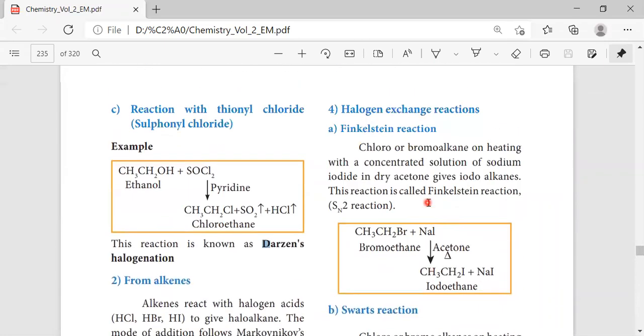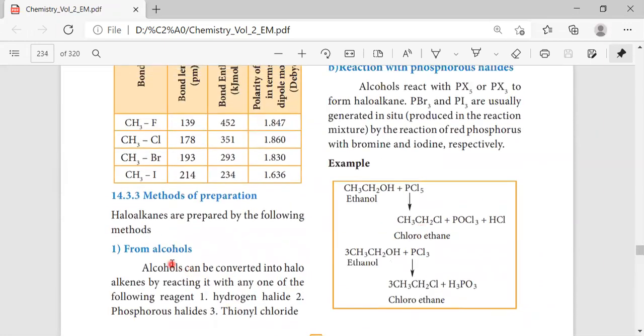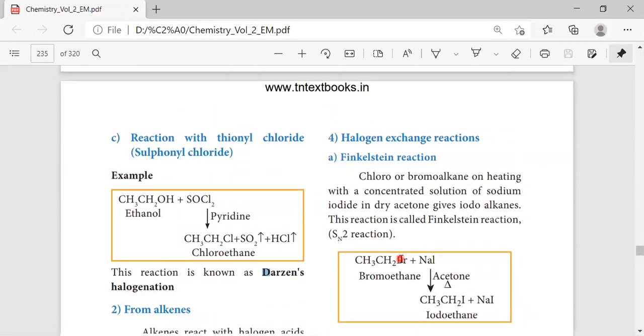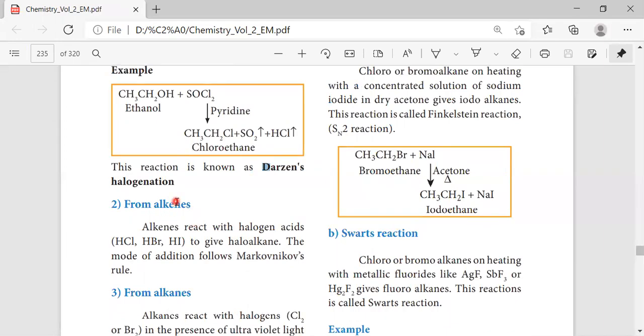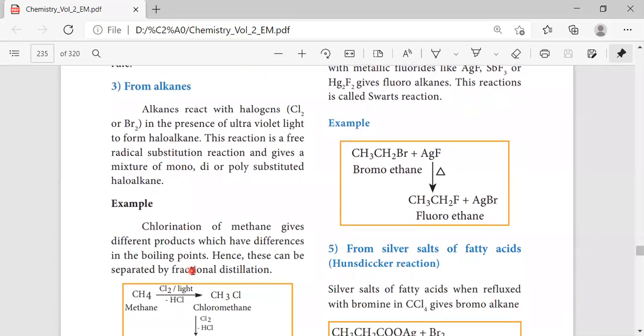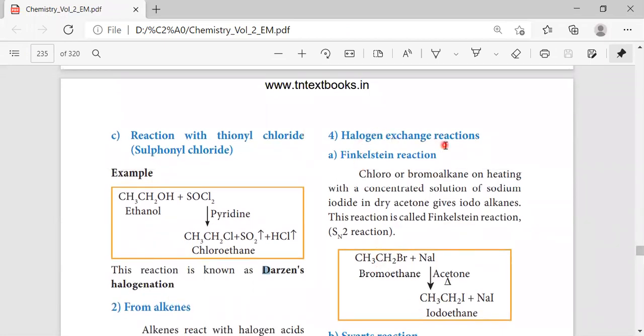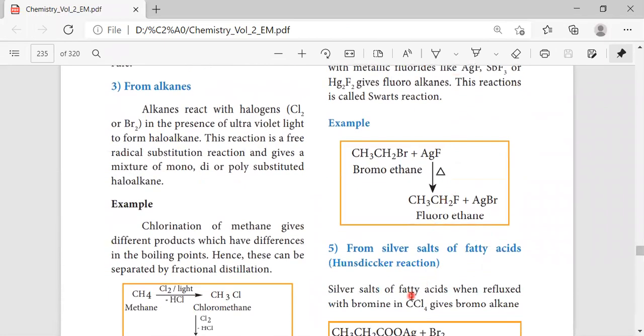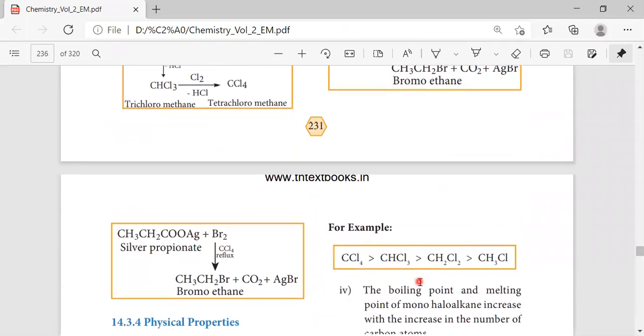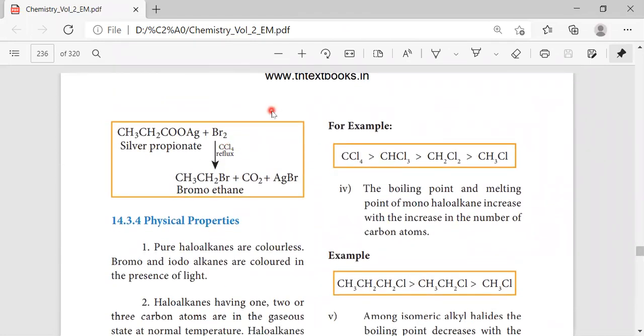So first we started with alcohol. So first alcohol பார்த்தோம், அதுக்கப்புறம் alkenes, then halogen exchange reactions, then Hunsdiecker reaction. Okay, so these are all the different methods of making haloalkanes.